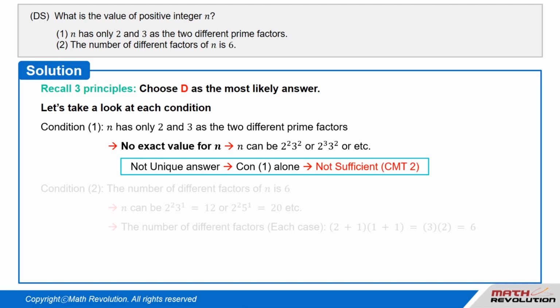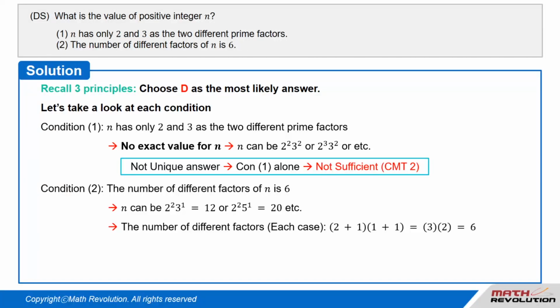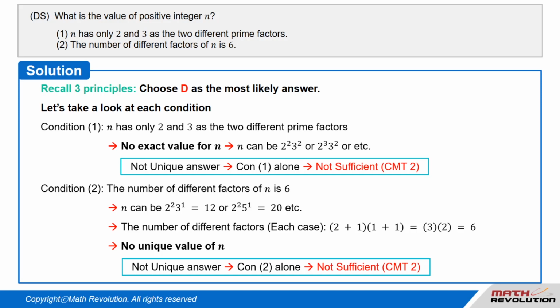must be 1. Condition 2 tells us that the number of different factors of n is 6. n can be 2 squared times 3 to the power of 1 equals 12, or 2 squared times 5 to the power of 1 equals 20, and so on. All with (2 plus 1) times (1 plus 1) equals 3 times 2 equals 6 different factors. Since we cannot find the unique value of n, this condition is also not sufficient by CMT2, which states the number of answers must be 1.